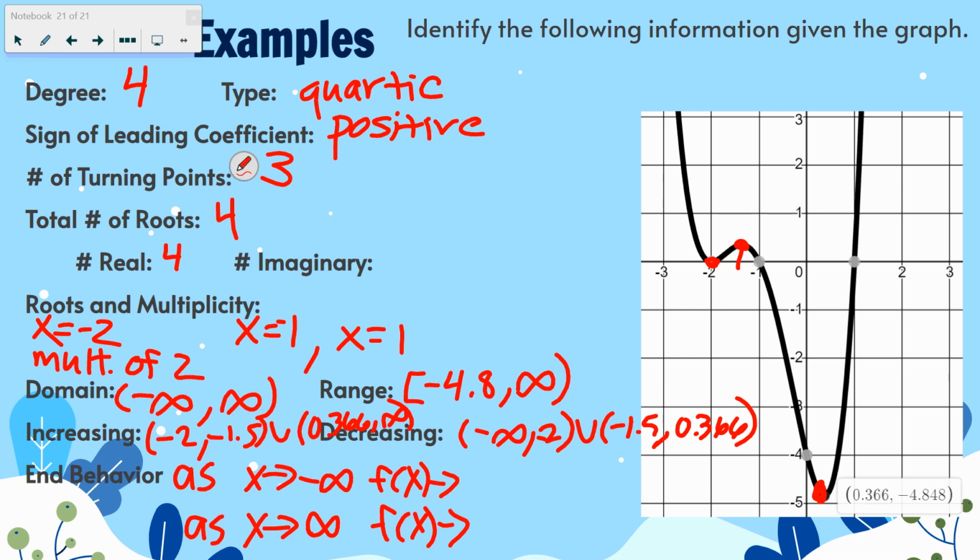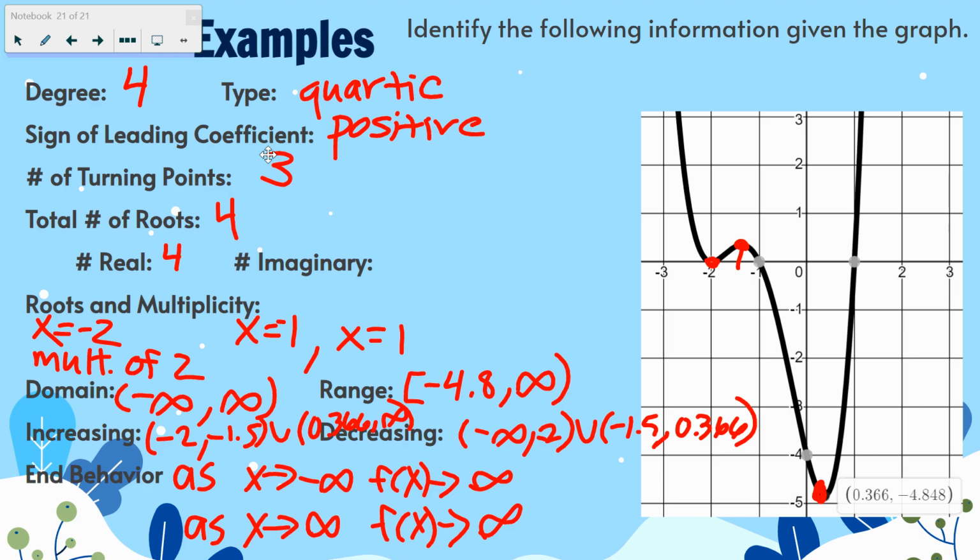And then lastly, our end behavior. I know my sign's positive, my degree's 4. Both my end behaviors are going up until when? Both are going up to infinity. Ba-boom, ba-boom. What questions do you guys have here?